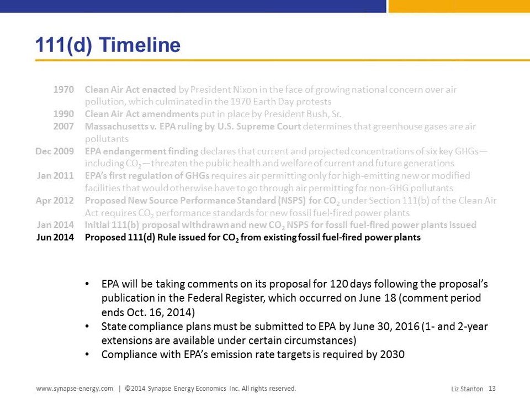From there, EPA will be issuing a final rule, taking into account those comments. State compliance plans will be due in June of 2016. And the final compliance date that is part of the proposed rule is 2030. So it has earlier dates than that of compliance monitoring, but it goes out to 2030.